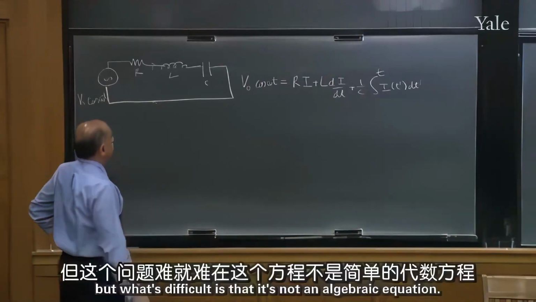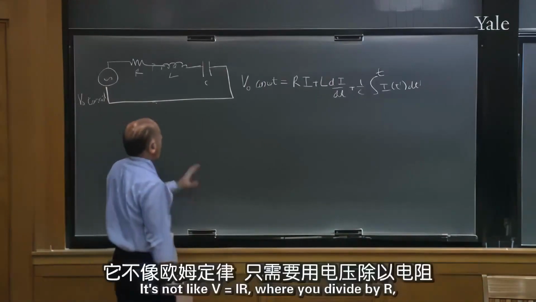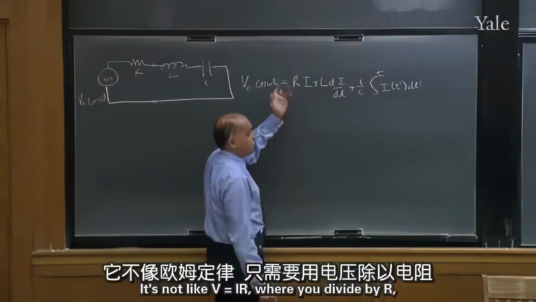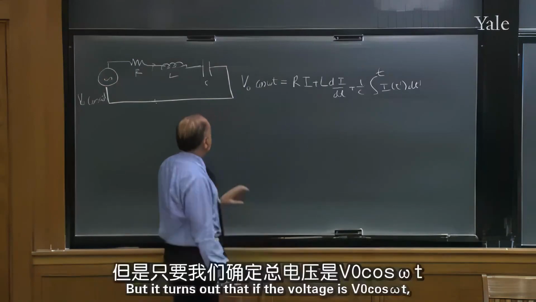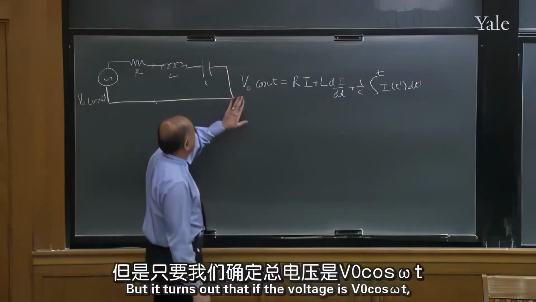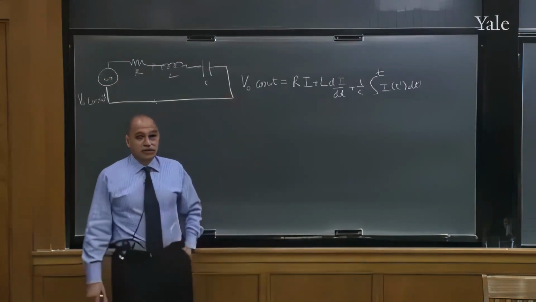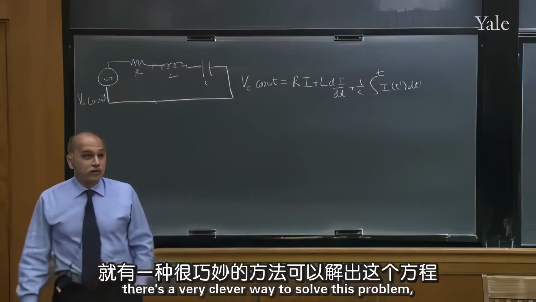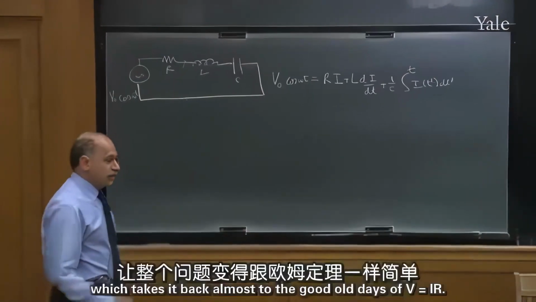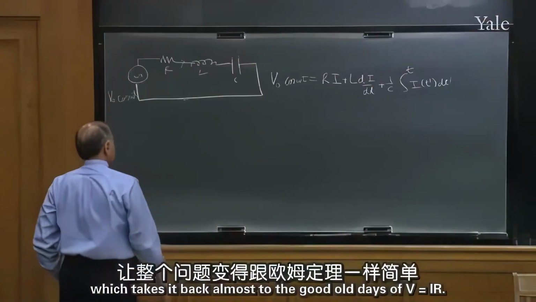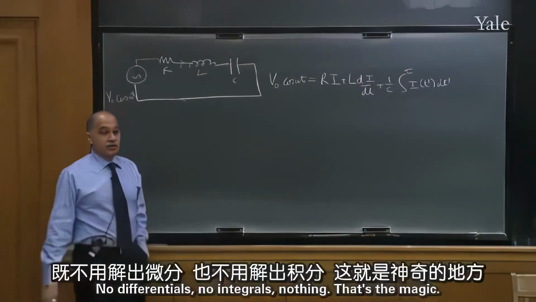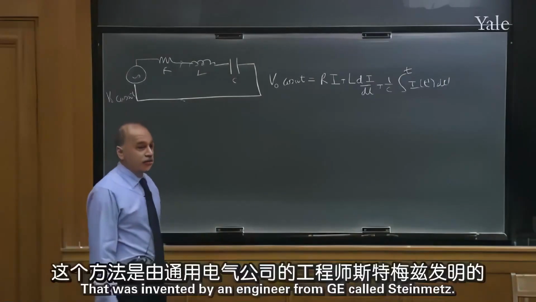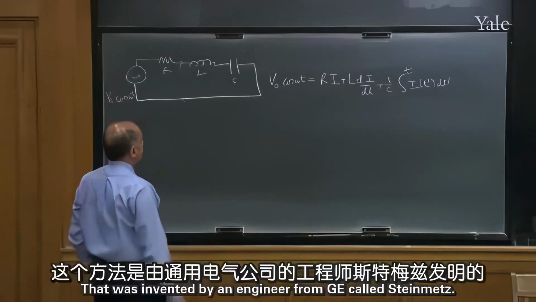But what's difficult is that it's not an algebraic equation. It's not like V equal to IR, where you divide by R, you got the current. This has integrals, it has derivatives. But it turns out that if the voltage is V naught cos omega t, there's a very clever way to solve this problem, which takes it back almost to the good old days of V equals IR. No differentials, no integrals, nothing. That's the magic. That was invented by an engineer from GE called Steinmetz.